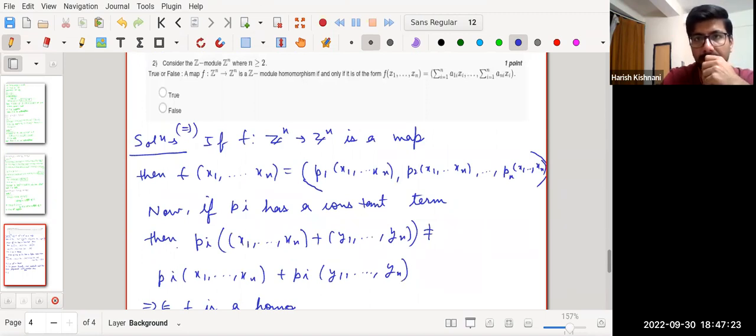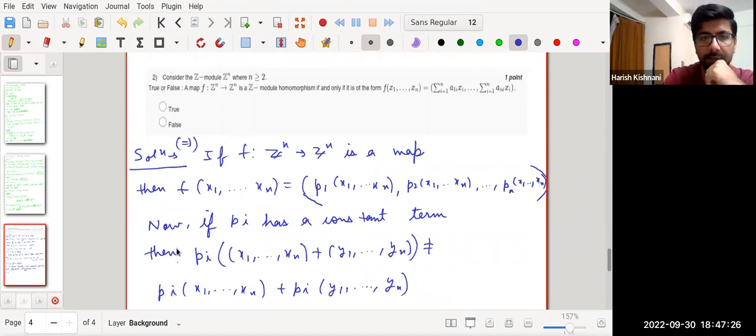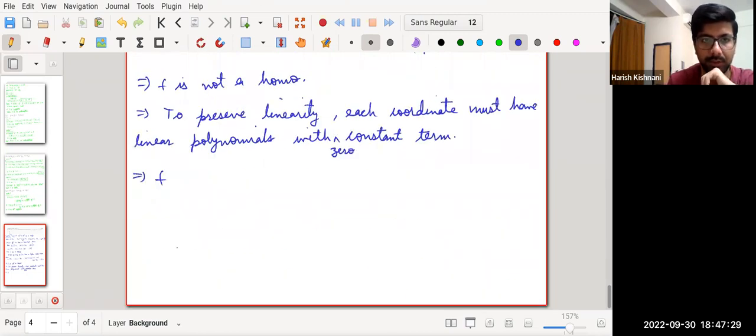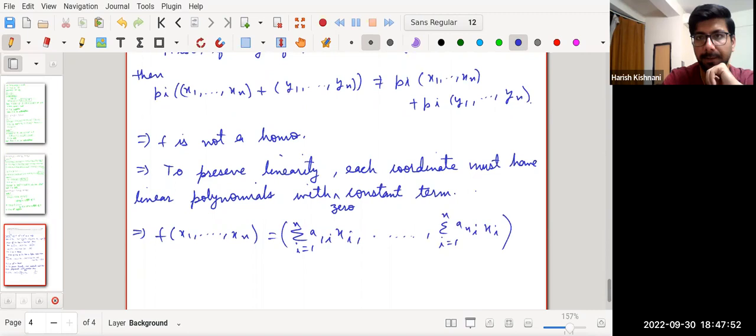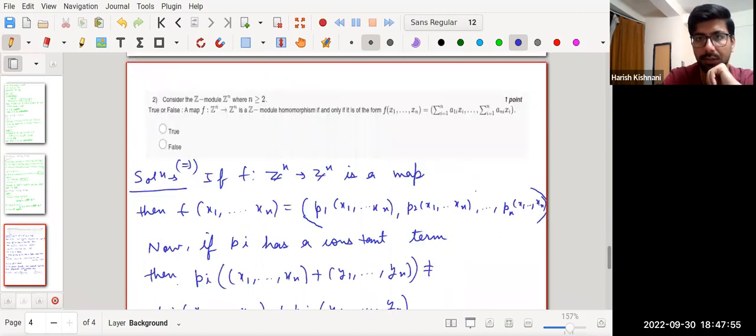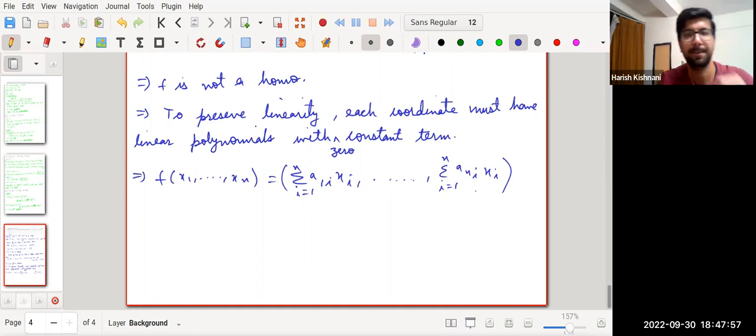This implies that f of (x1, ..., xn) is the summation of i equal to 1 to n of a1i xi, ..., the summation of i equal to 1 to n of ani xi. Okay, so yeah, this is what we were supposed to show.